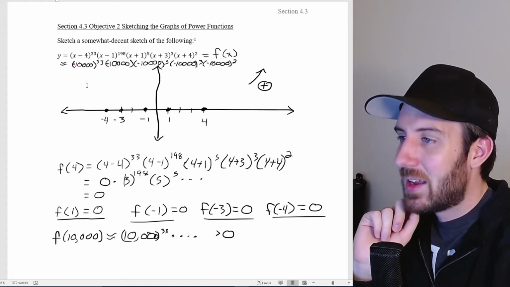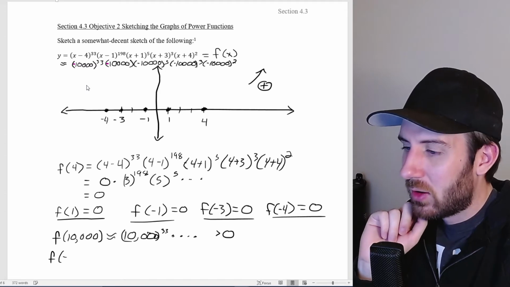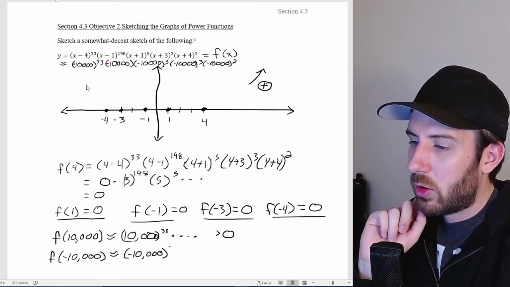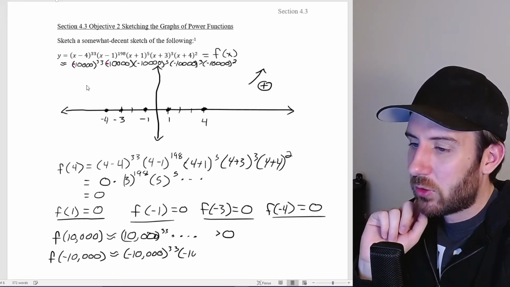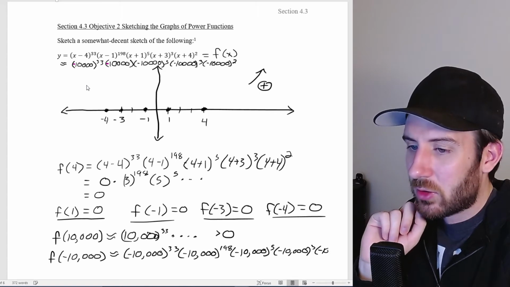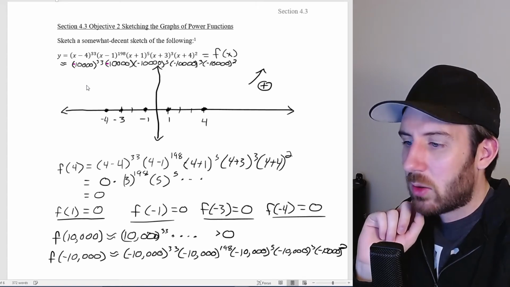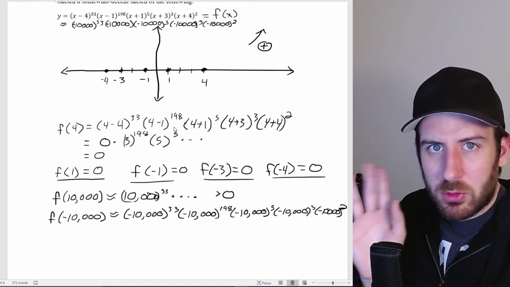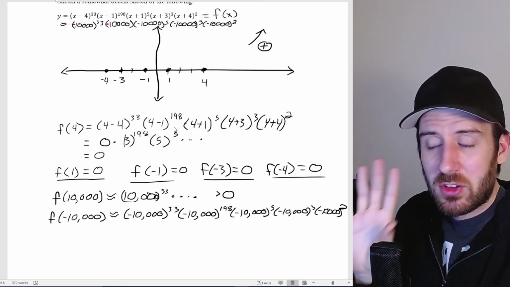Now we're doing the negative 10,000. Maybe we'll be a little bit more careful. F of negative 10,000 will be approximately equal to negative 10,000 to the 33rd times negative 10,000 to the 198th times negative 10,000 to the 5th times negative 10,000 to the 3rd times negative 10,000 to the 2nd. Okay, what does this end up getting us? Well, the important thing to pay attention to is we already know it's going to be huge. It's going to be absolutely massive, but I'm curious if it's going to be massive positive or massive negative.